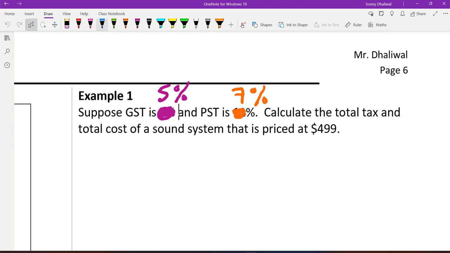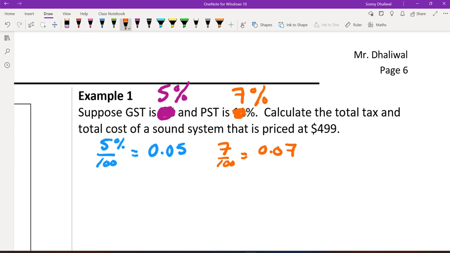Just like we've done everything before, if you want to do any calculations with percents, we divide by 100, and you convert it. Divide by 100, then multiply. So 5% divided by 100 is equal to what number? 0.05. Thank you. And if we convert 7%, divided by 100 is 0.07. So now that we have them as decimals, we can calculate with them.